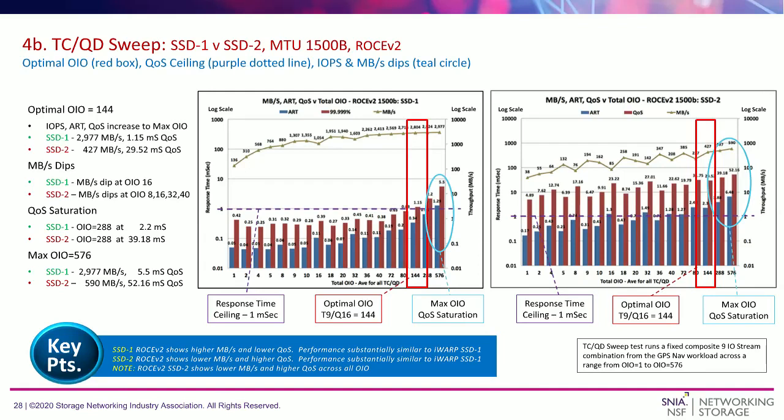On the other hand, looking at SSD2, the lower performance, higher capacity, again, we see much lower megabytes per second, 38 to 590. And again, the response time, quality of service, red bars all exceed the 1 millisecond. And at the end, we go up to 39 and 50 milliseconds when we are fully saturated.